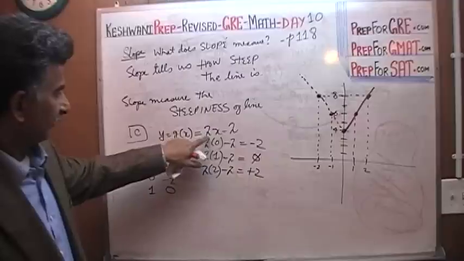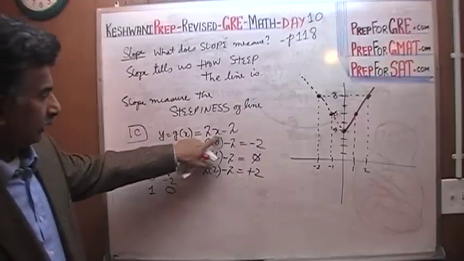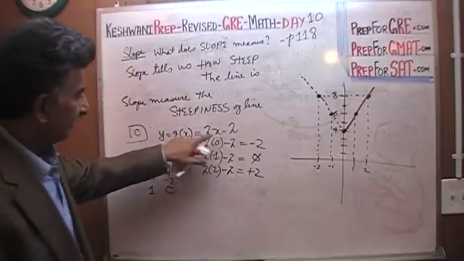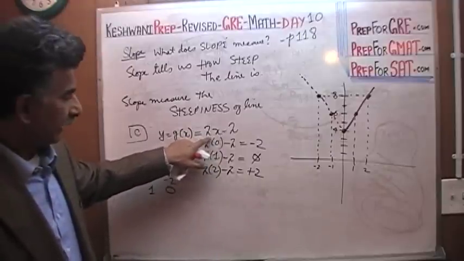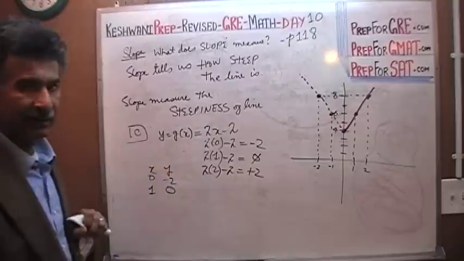So that's what this tells us. 2x tells us that if you were to increase x by 1 unit, this quantity will go up by 2 units because it's being multiplied by 2. Had it been 3x, the slope would have been 3. That coefficient of x tells us the slope. So the slope of this line is 2.